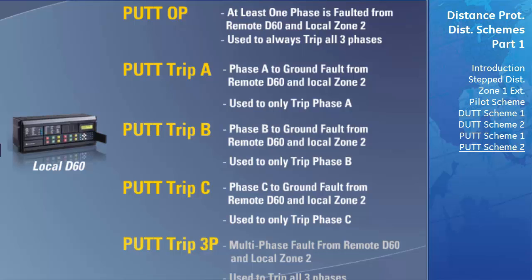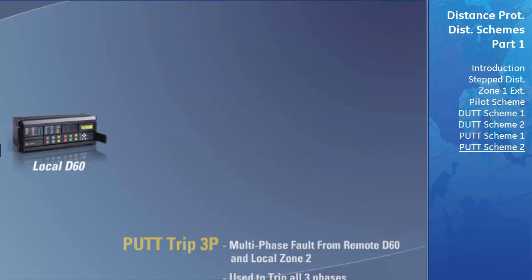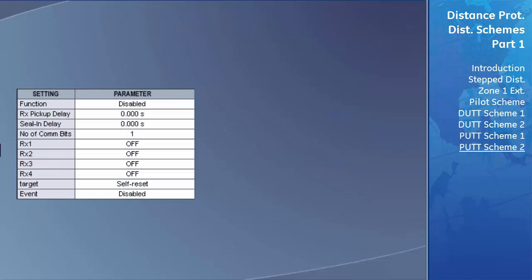The PUTT trip 3P flag will turn on when the local D60 receives a signal through the PUTT keys that there are multiple phases detected in the fault as seen by the remote relay, and the local relay also detected a fault on multiple phases in its own zone number 2. This output flag should be used to signal the breaker to trip all 3 phases of the transmission line. We will now go over the following settings that need to be configured to have the PUTT scheme operate correctly.